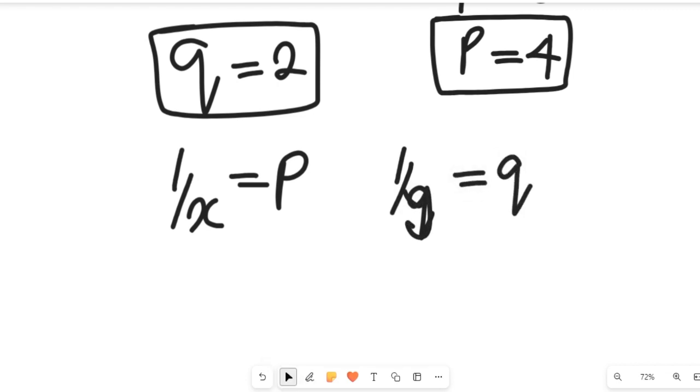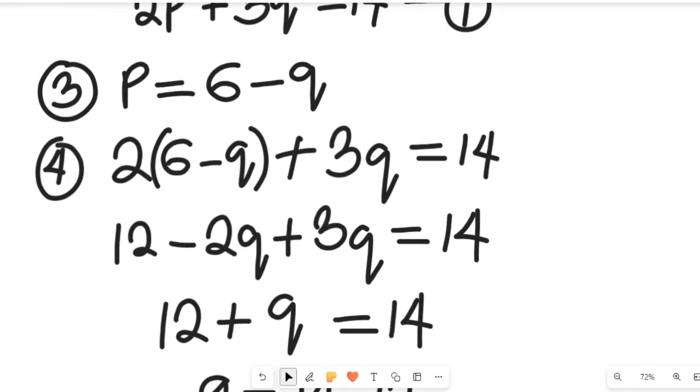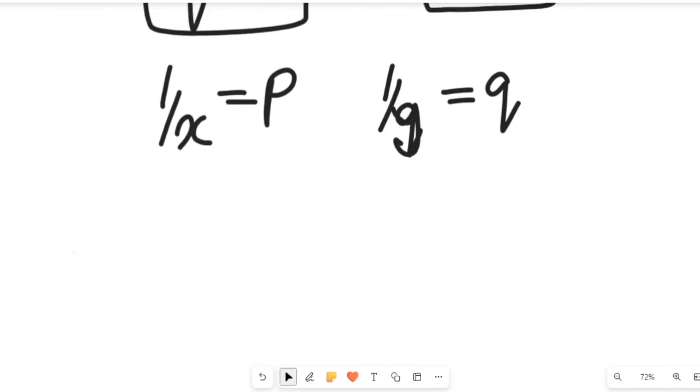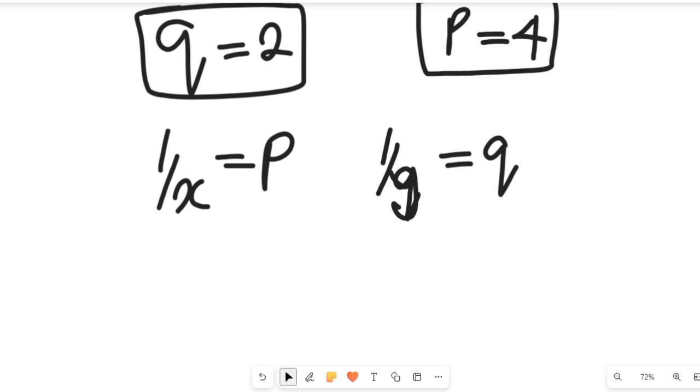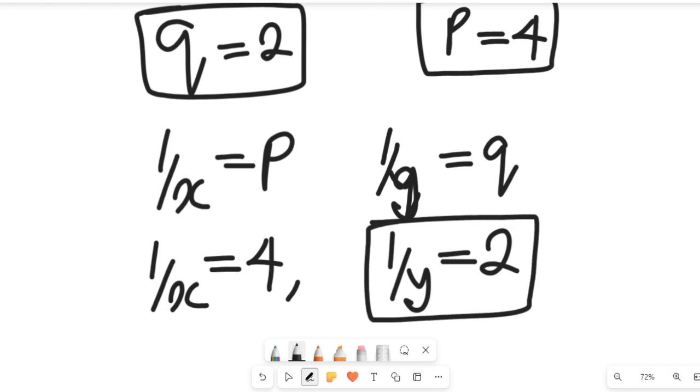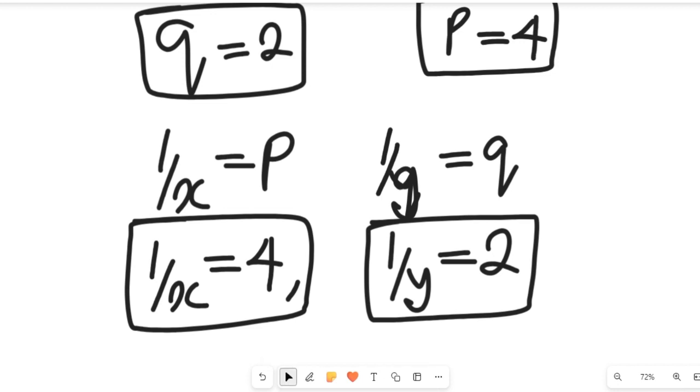Now, what is the value of Q? Recall that we have gotten that 1 divided by y is equal to Q, and 1 divided by x is equal to P. Now, what is the value of P? The value of P is equal to 4. So 1 divided by x is simply equal to 4, and 1 divided by y is simply equal to 2.